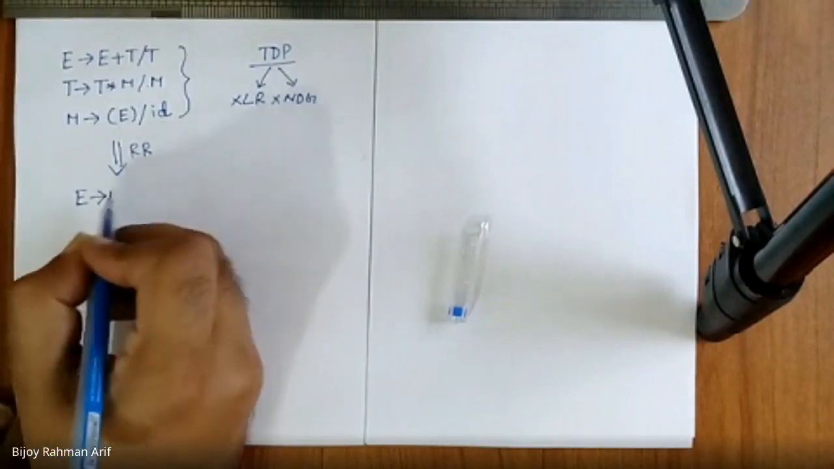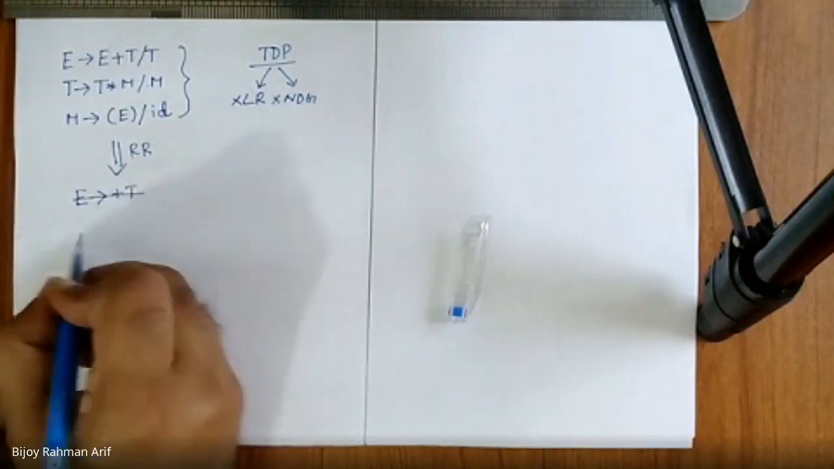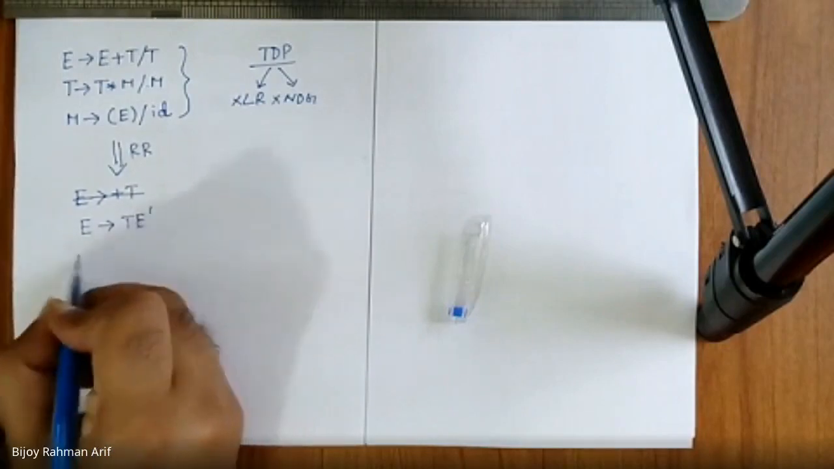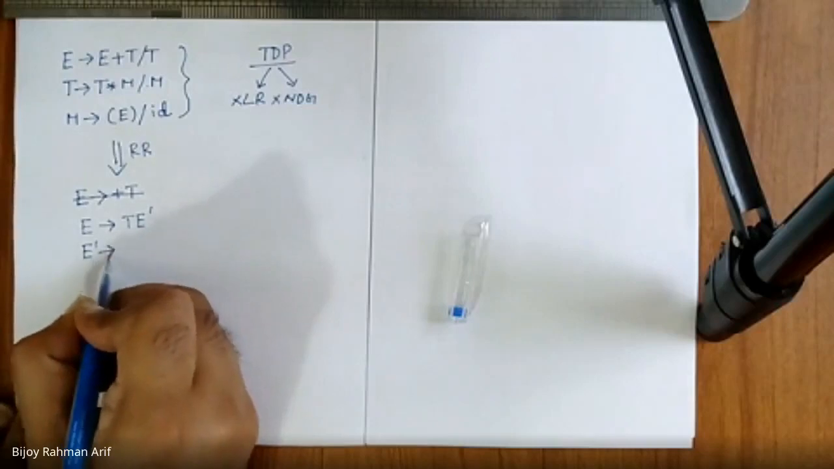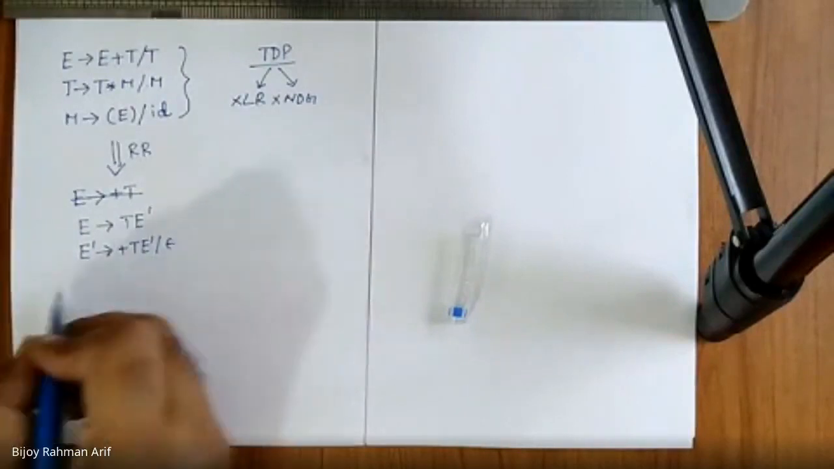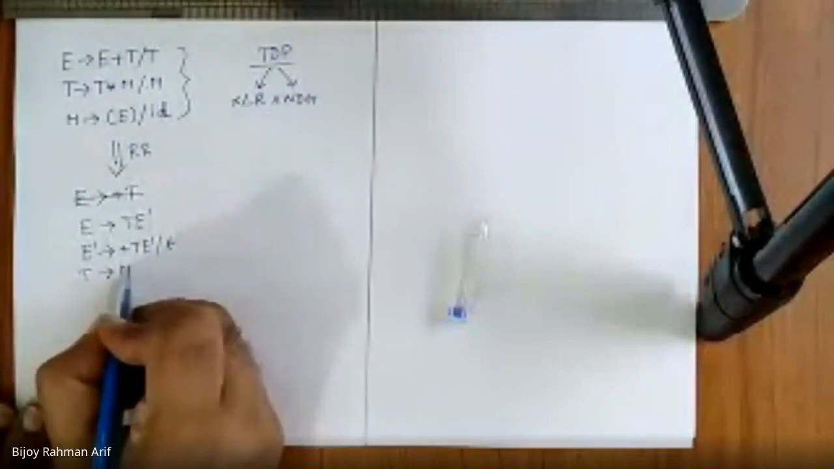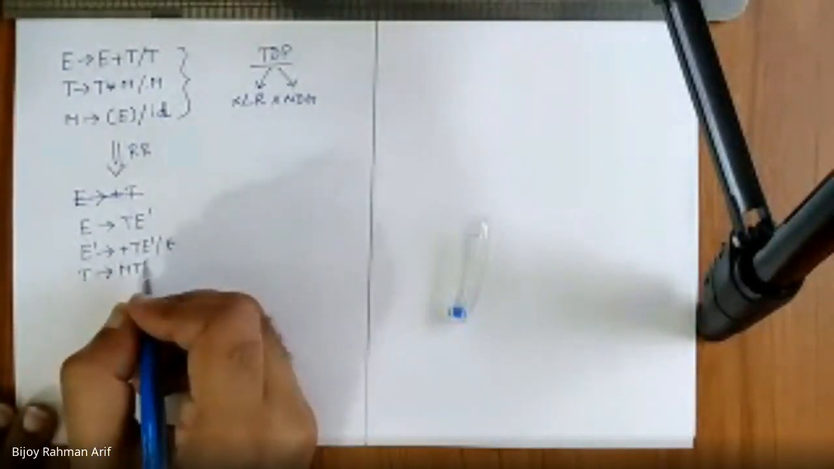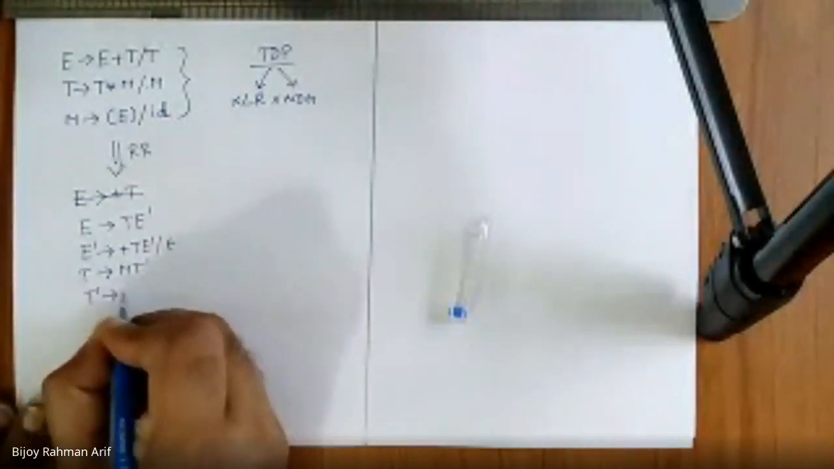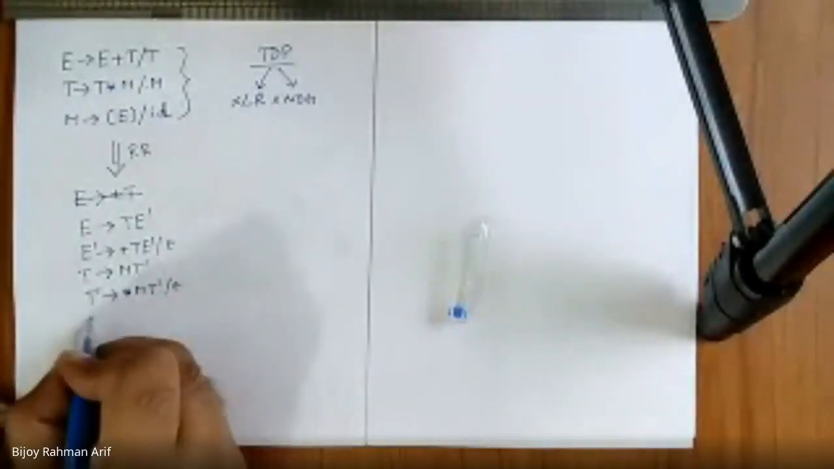E derives T E dash. E dash derives plus T E dash or epsilon. T derives M T dash. T dash derives star M T dash or epsilon. Last term, no problem.